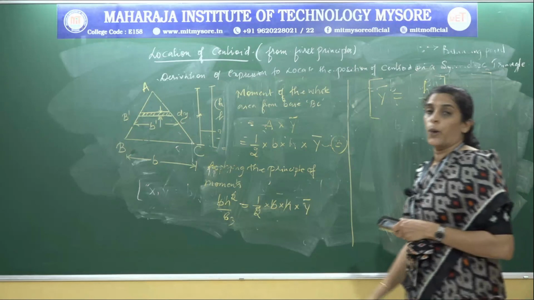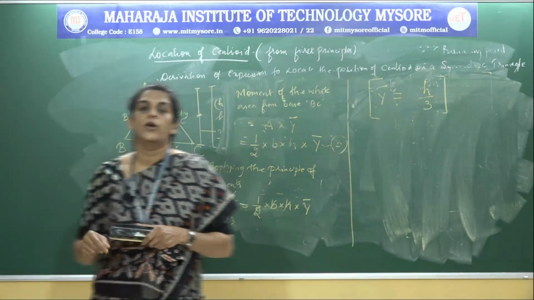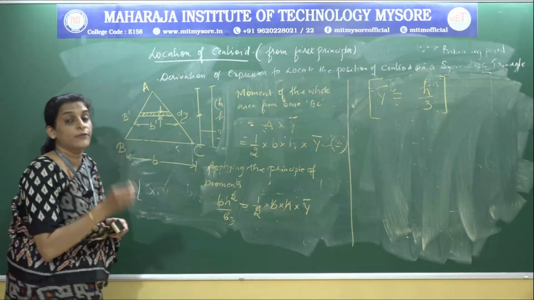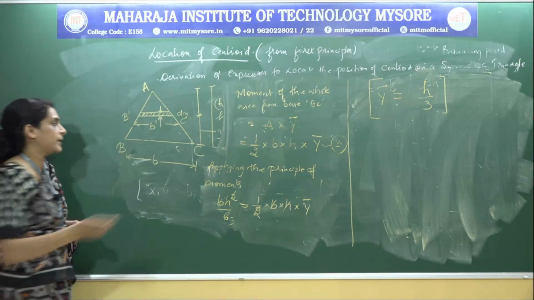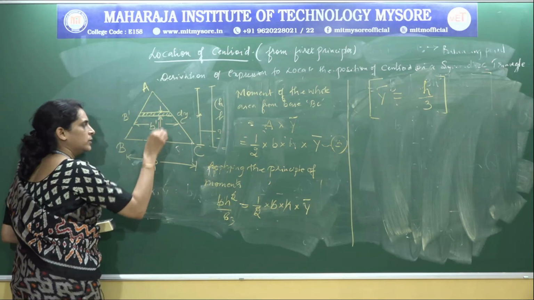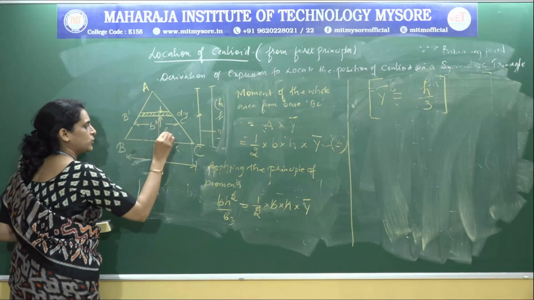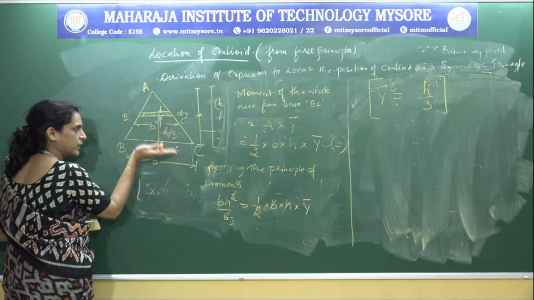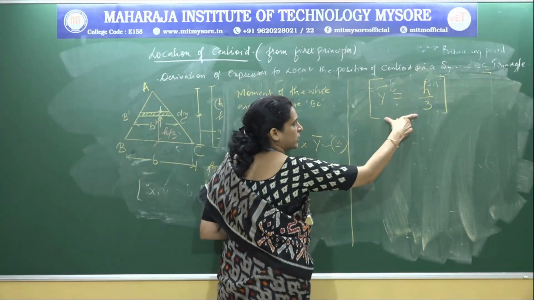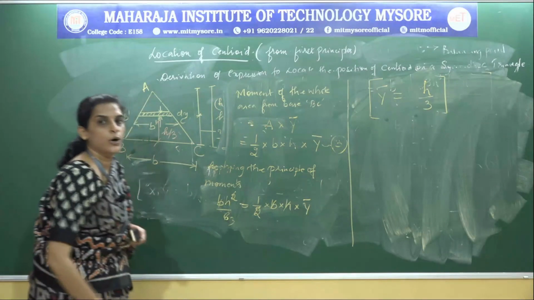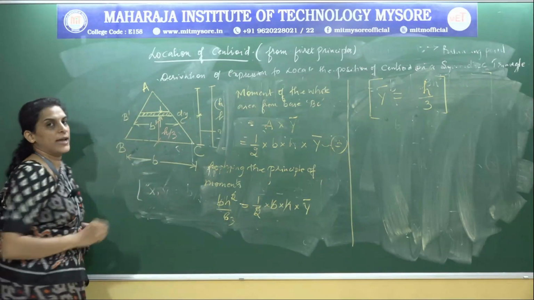So now where is the centroid located for a symmetric triangle from base? It is located at a distance of H by 3 from the base. This is the expression for the symmetric triangle.